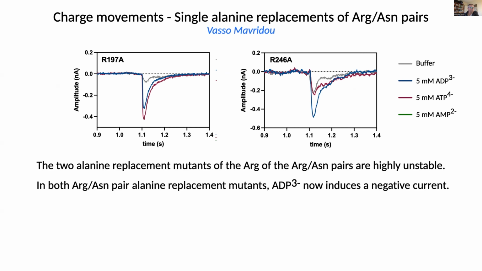And the first conclusion to be made is that in both cases, the arginine to alanine mutation means that the ADP, which is -3, now induces a negative current, again showing and proving that these two arginines are also involved in the charge compensation by the binding site. And you see here that we still have to measure AMP to see what effect that gives.